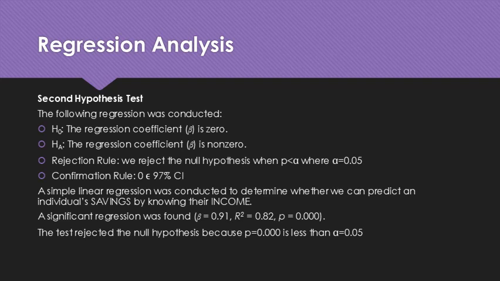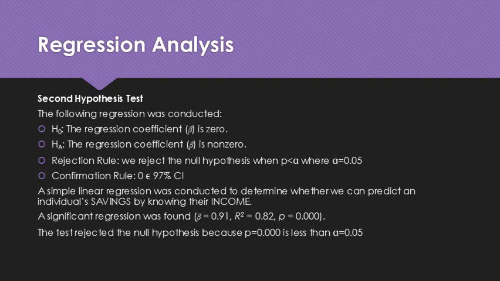Second hypothesis test. The following regression was conducted. Null hypothesis, the regression coefficient beta is 0. Alternative hypothesis, the regression coefficient is non-zero. As usual, the rejection rule: we reject the null hypothesis when P is less than alpha, where alpha is equal to 0.05. Confirmation rule: 0 will be within the 97% confidence interval.